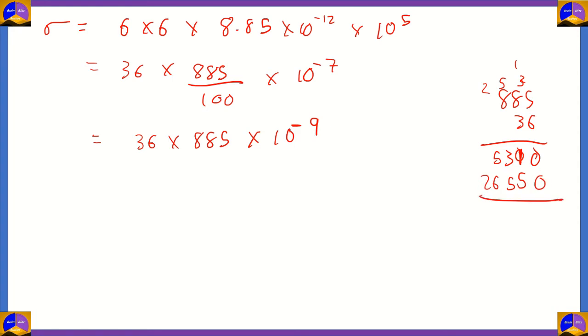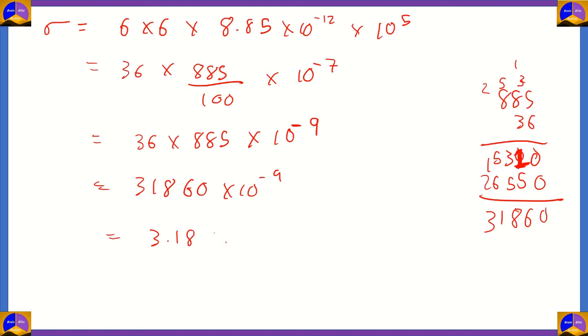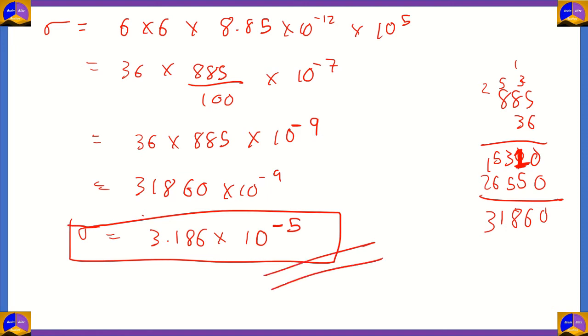So now on adding this, this is 0. So 0 plus 0 is 0. 5 plus 1 gives you 6. 3 plus 5 gives you 8. 5 plus 6 gives you 11. 1 goes to the next place. So 2 plus 1 gives you 3. So basically you have 31860 into 10 raised to minus 9, which when you use significant figures and scientific notation, you will get 3.186 into 10 raised to minus 5. So the value of sigma is 3.186 into 10 raised to minus 5.